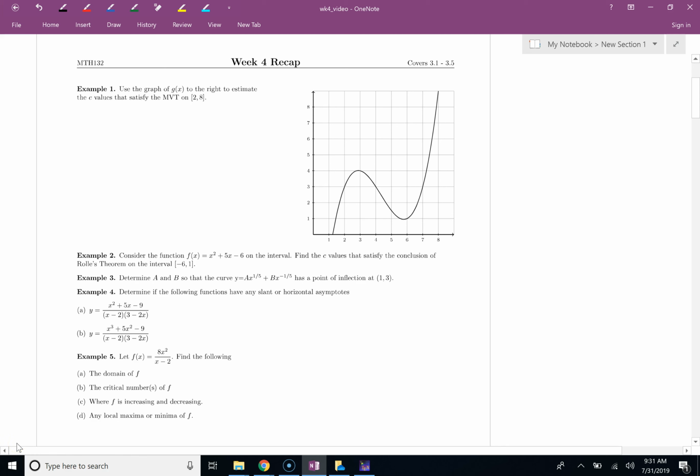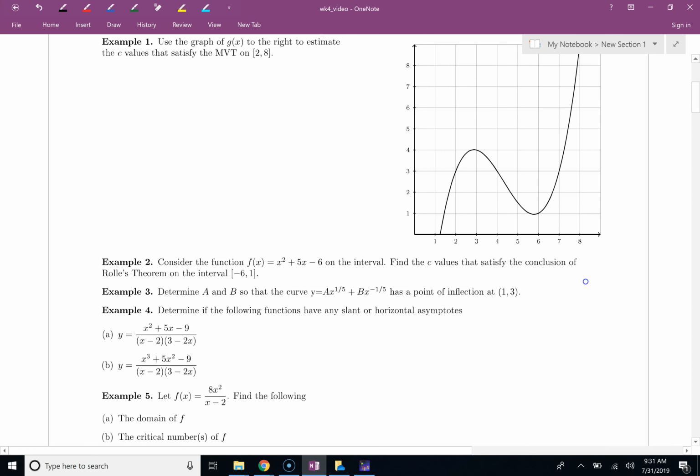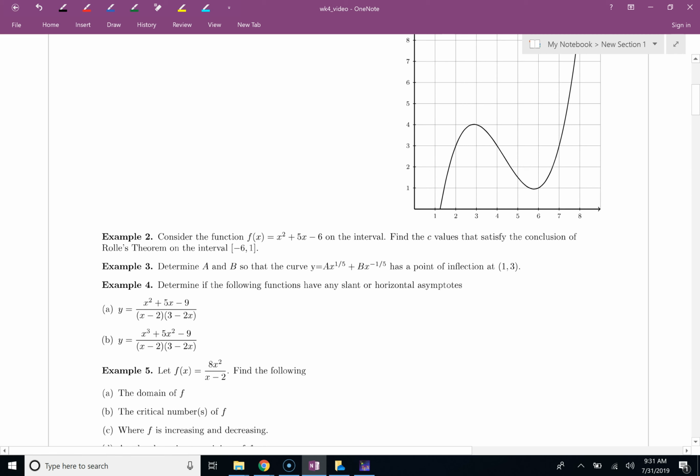In this video we're covering 3.1 through 3.5, and I've got a few problems selected for us based on your responses from the participation survey. The first one here is a mean value theorem problem, but this one actually uses a graph rather than any particular equation for a function. The second one is a bit more of a standard one.